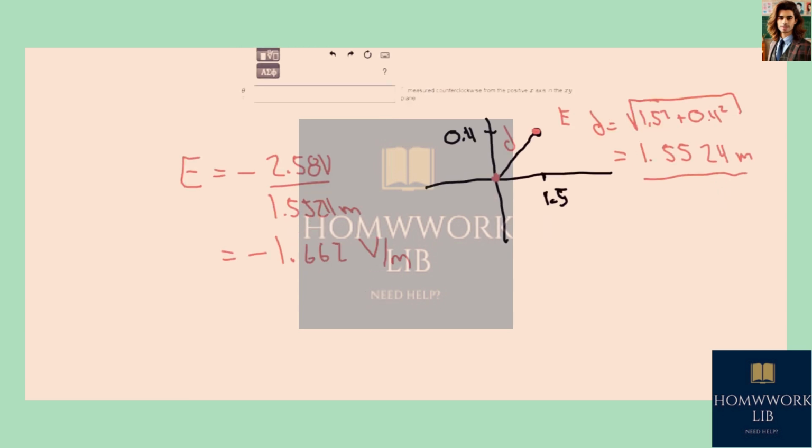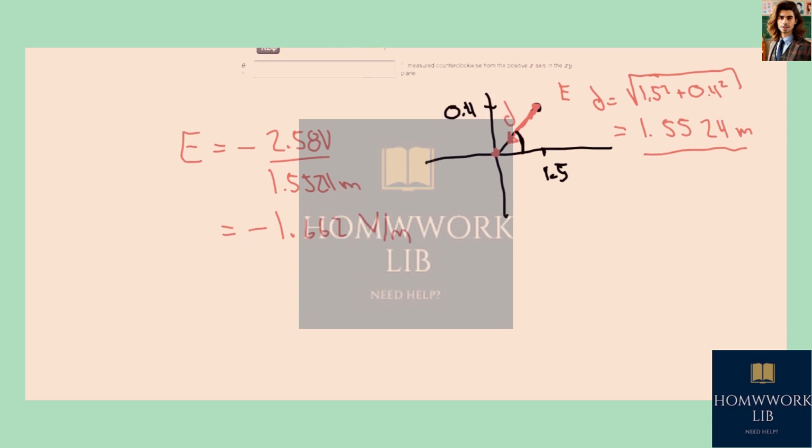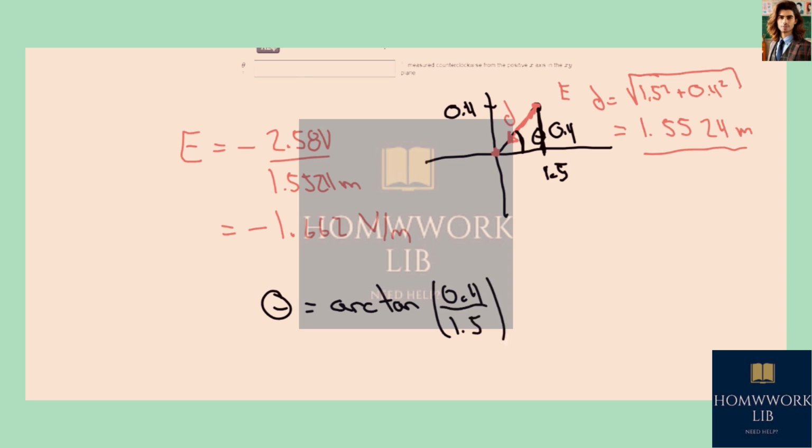And now we want to know what is going to be its direction. In this case, the direction is going to be according to the angle that we have here with respect to the origin, and that angle is found easily by Pythagoras' theorem. So that angle theta is going to be equal to arc tangent of the opposite cathetus, which corresponds to this distance, 0.4, divided by the adjacent cathetus, 1.5, which is 14.93 degrees.